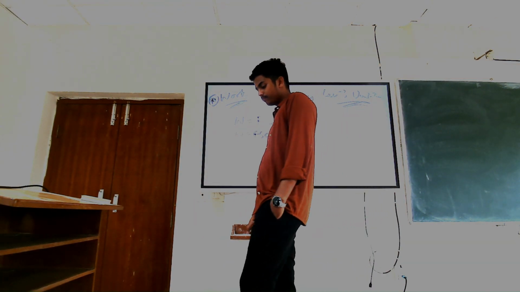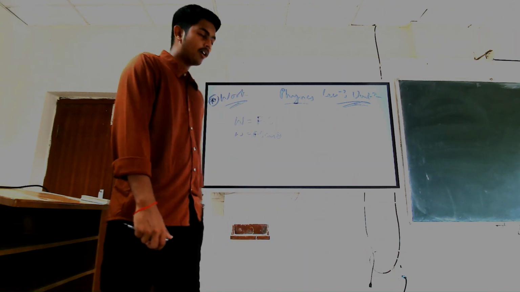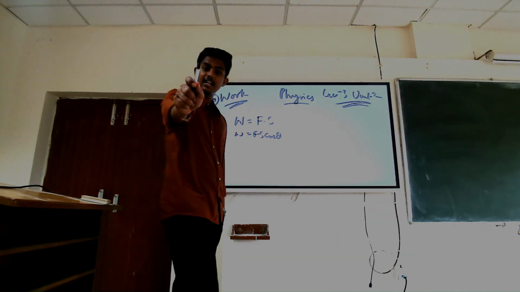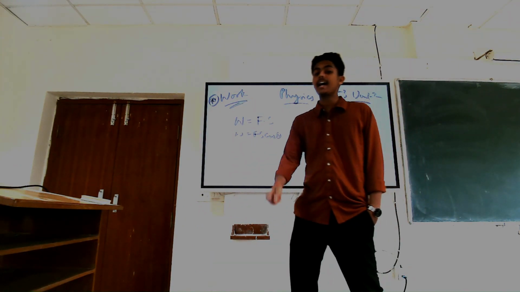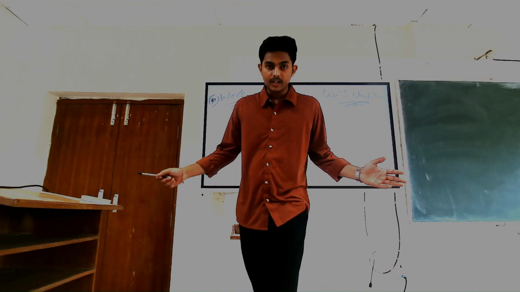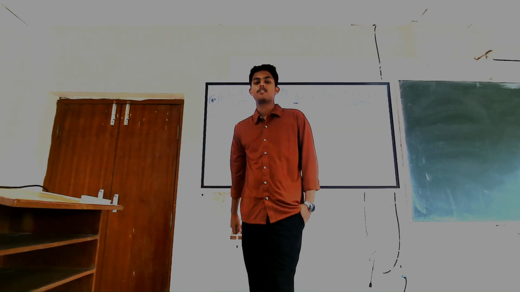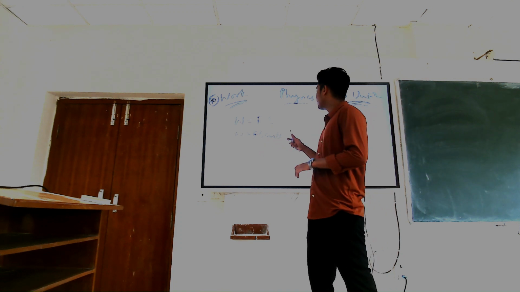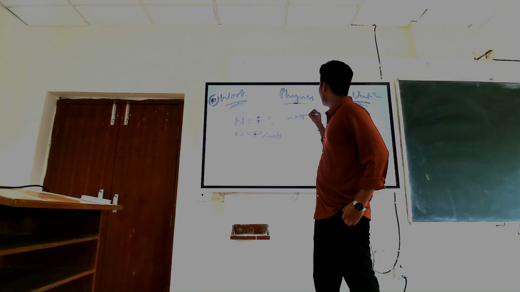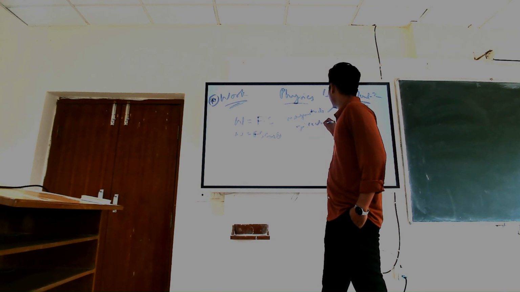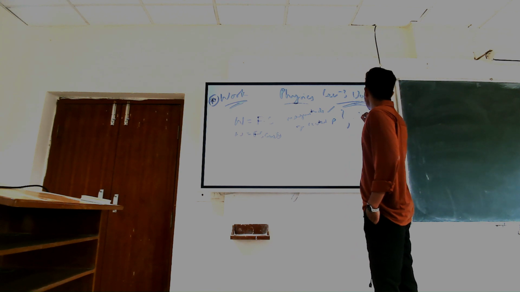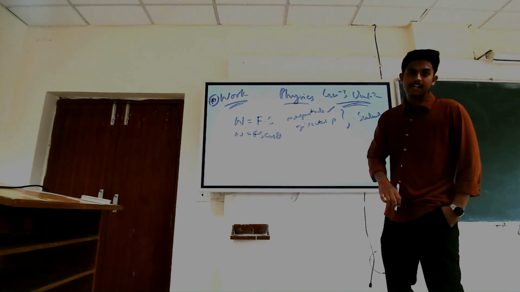Work is a scalar quantity or a vector quantity? Work is a scalar quantity because we have a dot product here. It only has magnitude and doesn't have any direction. What is a scalar quantity? A scalar quantity has only magnitude, but a vector quantity has magnitude as well as direction. So work has only magnitude, no direction. So it is a scalar quantity.